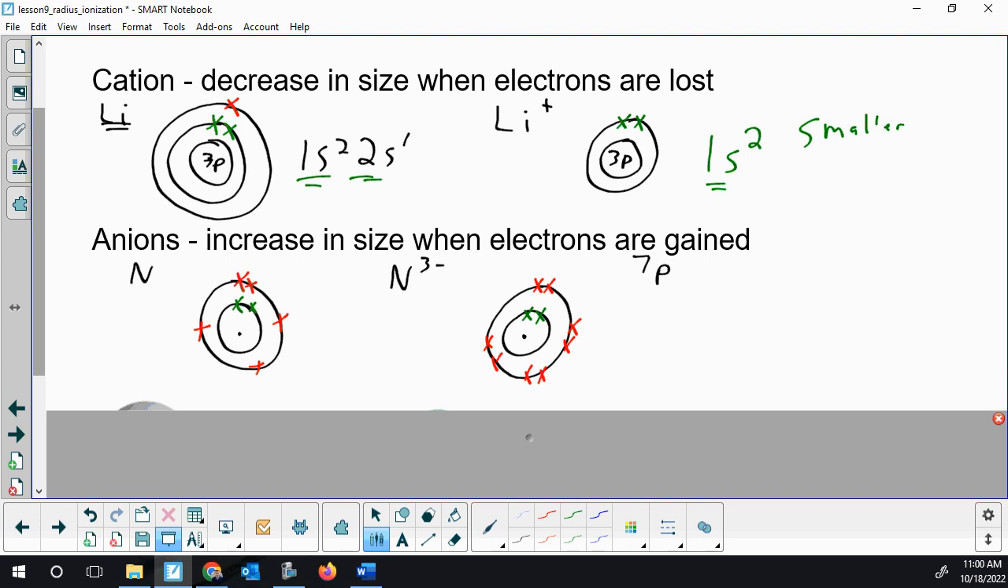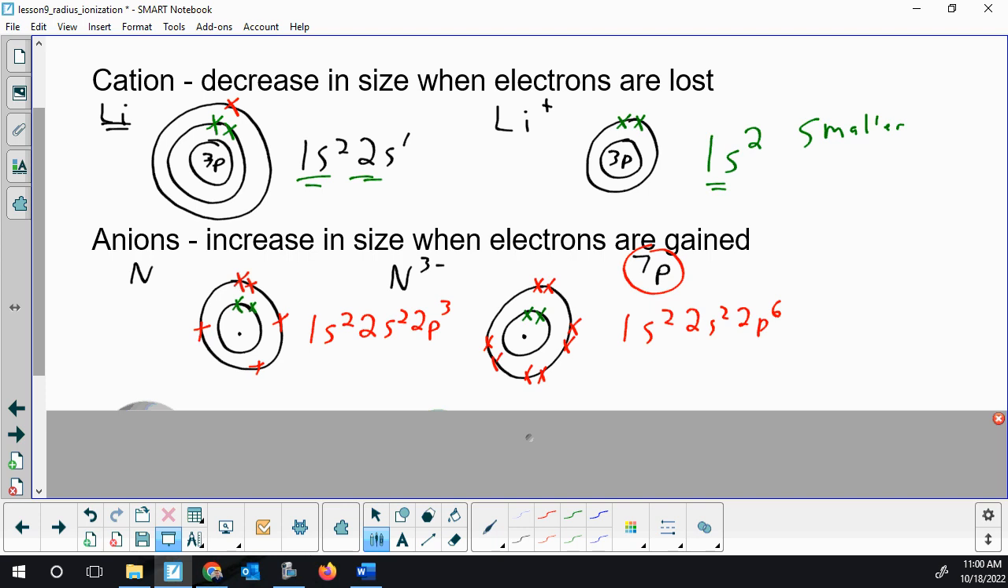Energy levels are a tie. So then we're going to look at what's the outside to the inside. The proton count is a tie. So there's the same 7 protons in nitrogen and nitride trying to pull things in. So that's a tie. The difference is more electrons. This is 1s2, 2s2, 2p3, versus 1s2, 2s2, 2p6. We've got more electrons.